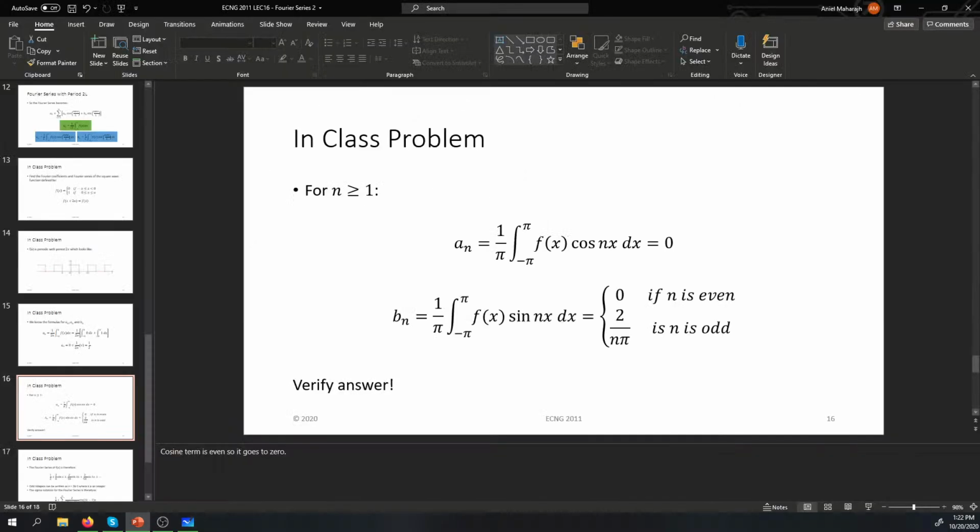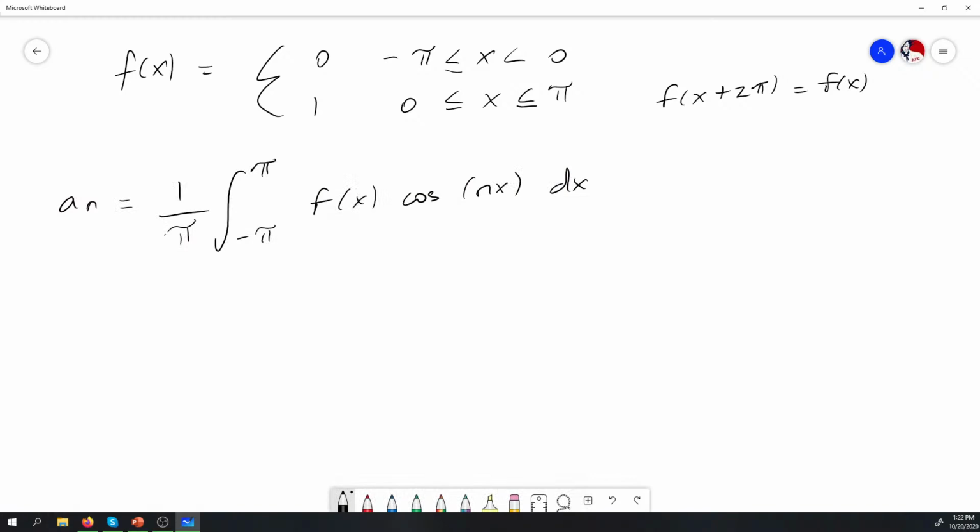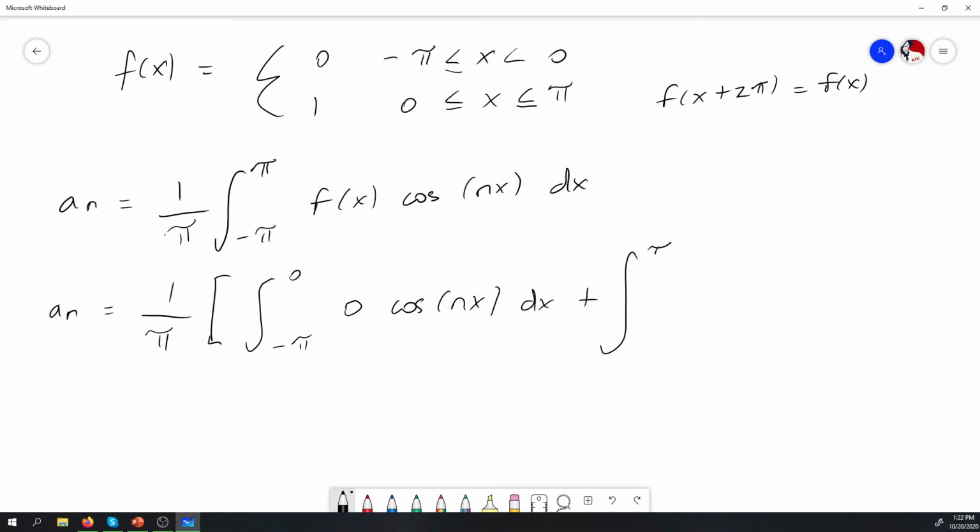I can check that. Right, nice. So let's put in our integral form here for f of x. So this being 1 on pi means that we'll be going between 0 and negative pi of 0 times cosine n of x dx, plus between pi and 0, because we just have 1 here, of cosine n of x dx.